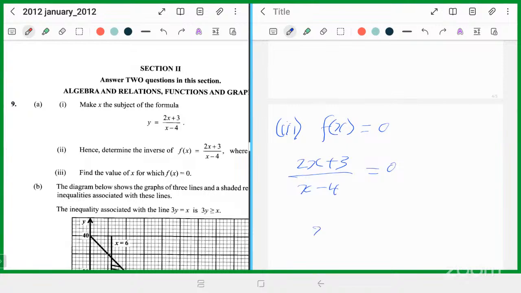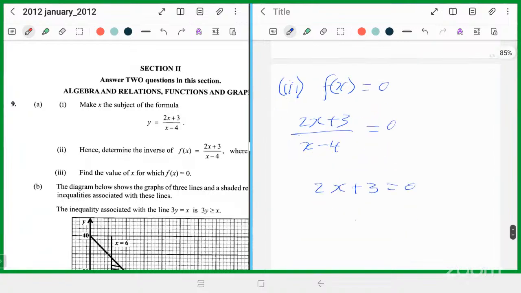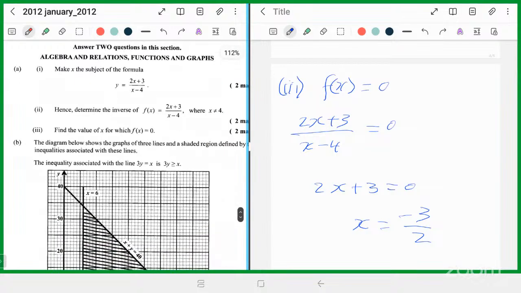Right? So the 2x plus 3 has to be 0. And so the x has to be negative 3 over 2. So you move the 3 first and make it negative, and then divide by 2. That is it. Easy question. That one done. Not complicated.